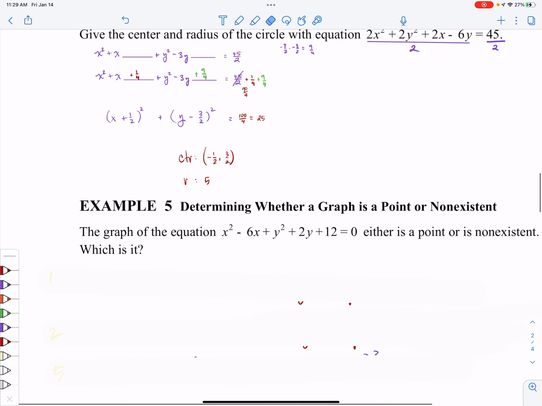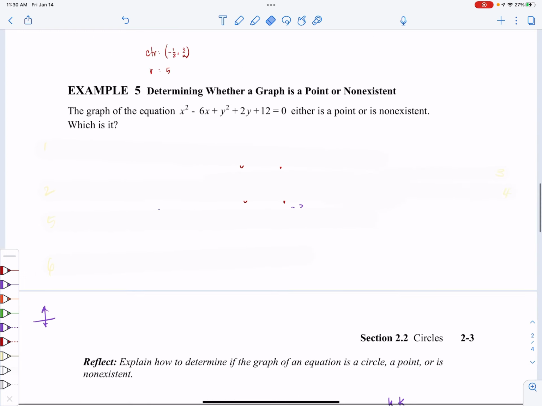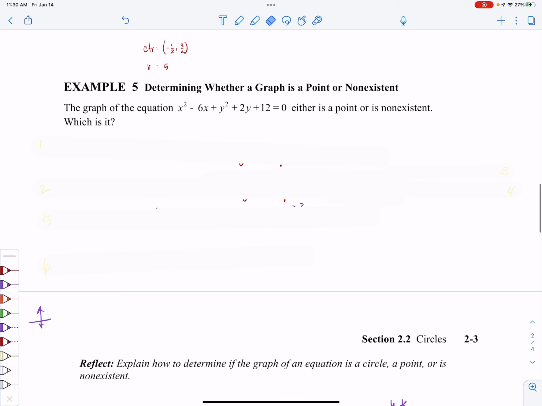Example number 5. The directions here are a little bit different. It says to determine whether the graph is a point or if it's non-existent, and you could add to that, or is it a circle? So the only way that we can find this out is to get it back into standard form. So let's go ahead and take the time to get it into standard form. First thing that we'll do is spread everything out, and then we'll start completing the square. So once again, let me duplicate that, and we'll start completing the square.